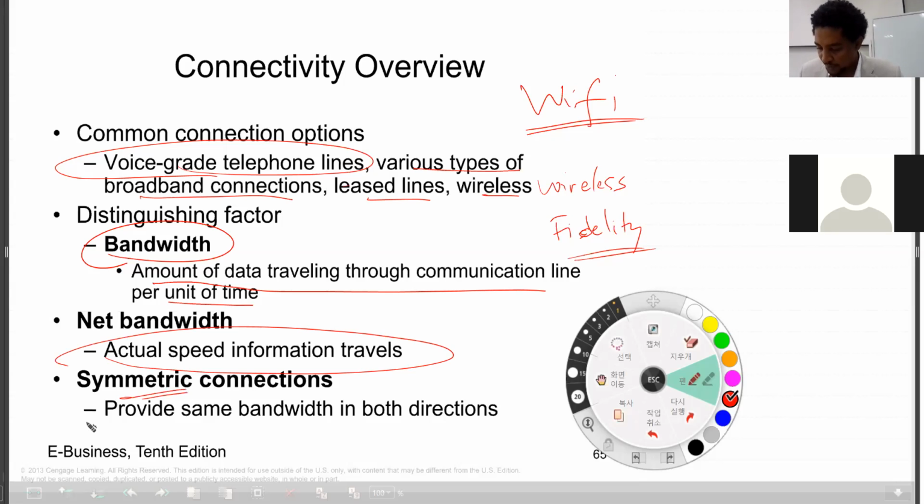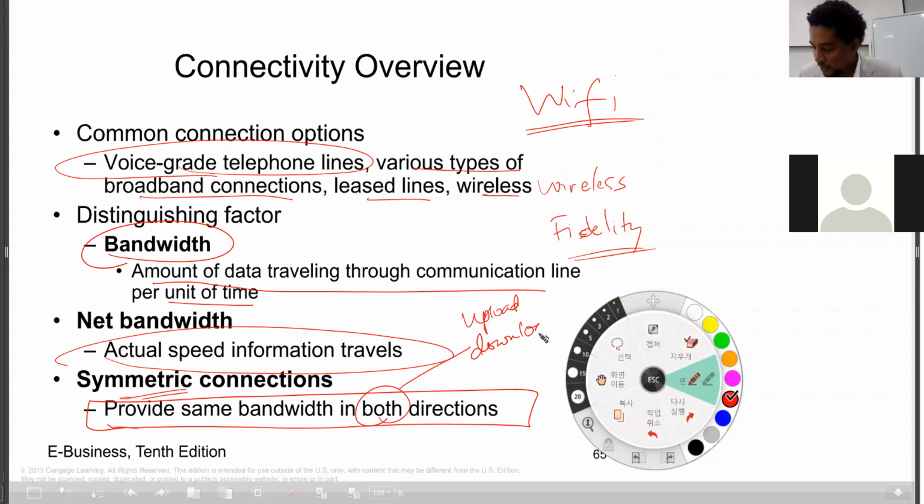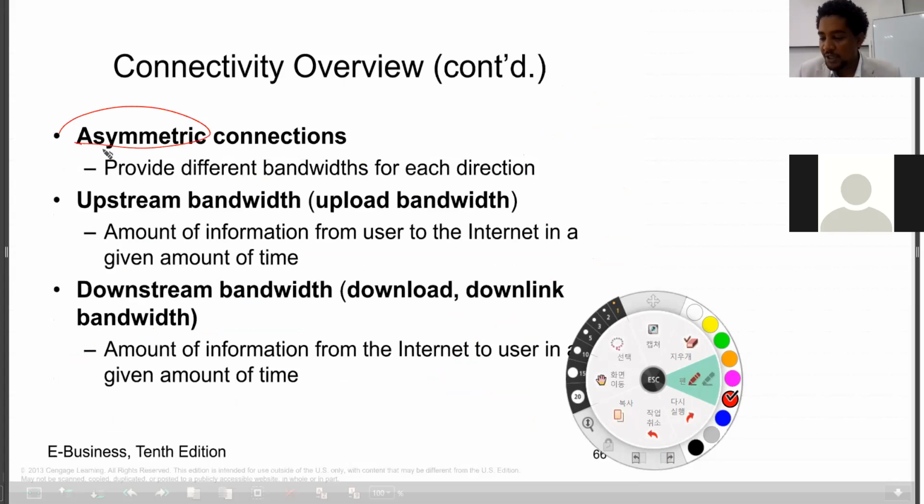So there are two types of connection. Symmetry means it provides the same bandwidth in both directions. Both directions means to upload and to download. If a connection is symmetric, it means that you have the same speed, like 1 gigabyte to upload, 1 gigabyte of speed to download. But if the connection is asymmetric, it means that there are different bandwidths for uploading and downloading.